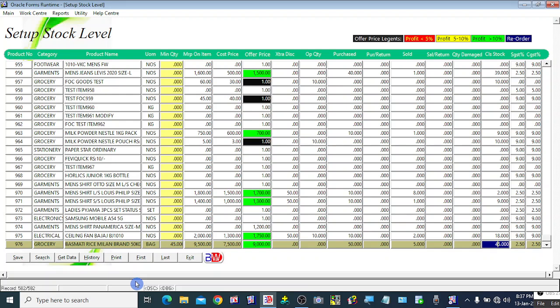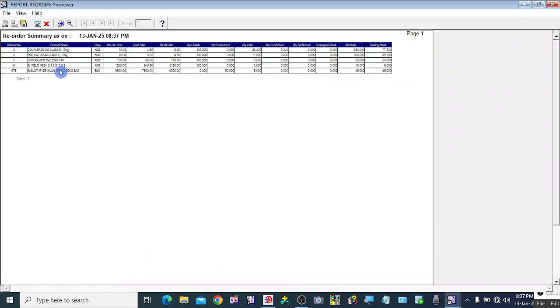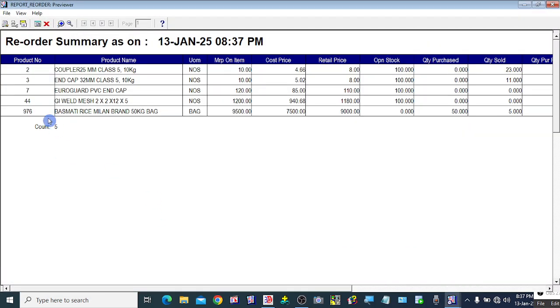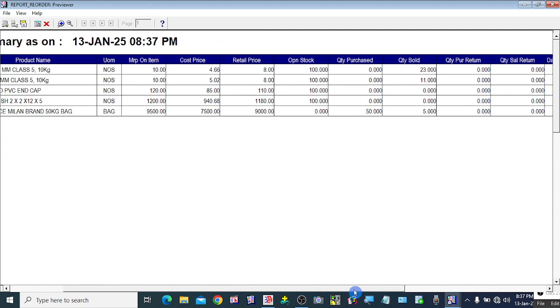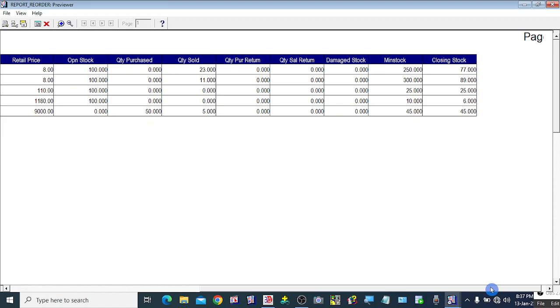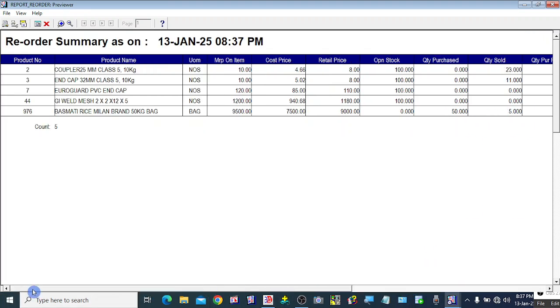If you again run the reorder report, in the previous report, there were only 4 items that reached the minimum stock level. Now we have included the basmati rice and we have set up 45 bags to be maintained in our physical stock. Minimum stock we have set up is 45 and at the moment closing stock is also 45. That is the reason this item also appeared in the reorder report.